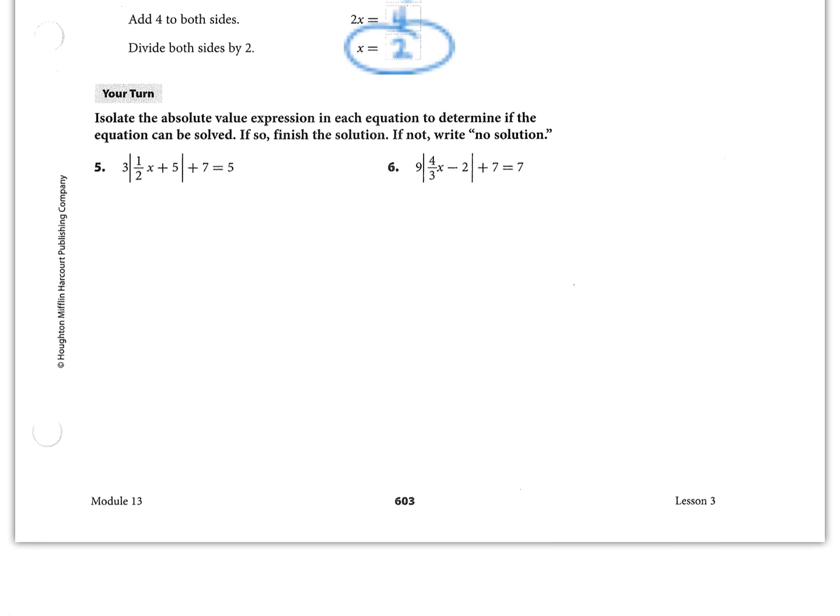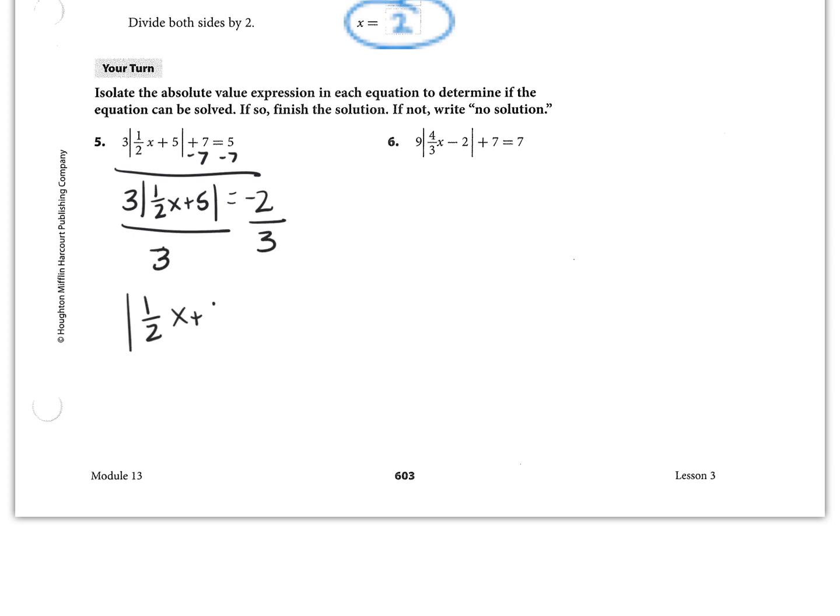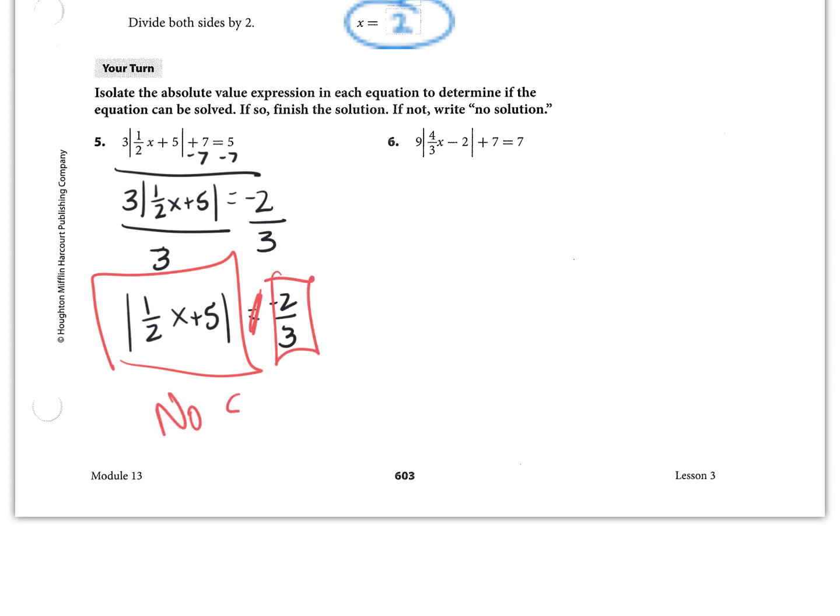Now let's check these ones down here. First, subtract 7. Then divide by 3, sorry. But an absolute value function cannot equal a negative number, so this has no solution.